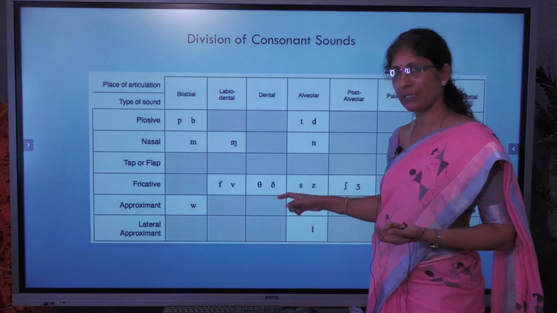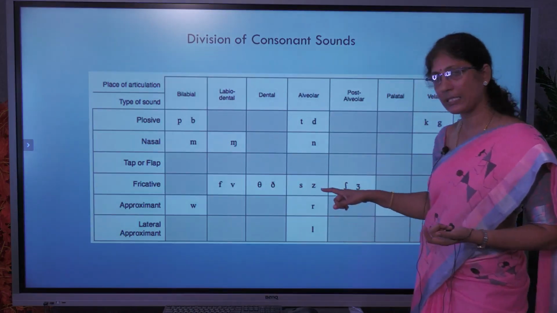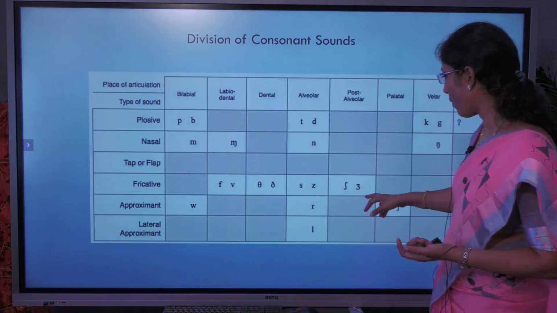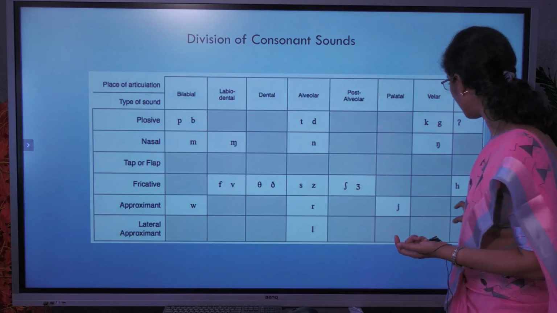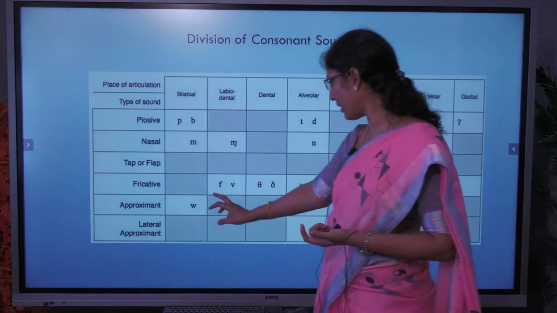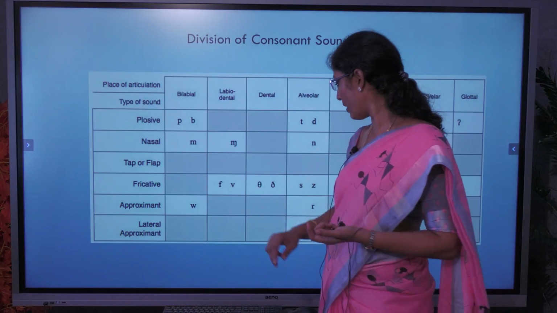Th, d, th, d. Next, alveolar: s, z. Next, post alveolar: sh, zh. Next, glottal: ha. Next, approximant. There are three; actually, in approximant, semi-vowels are there.